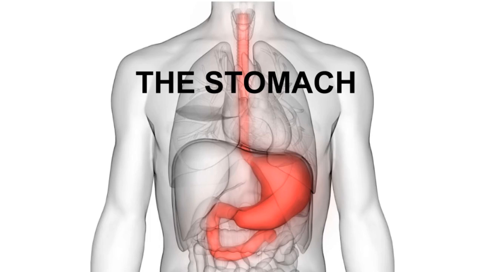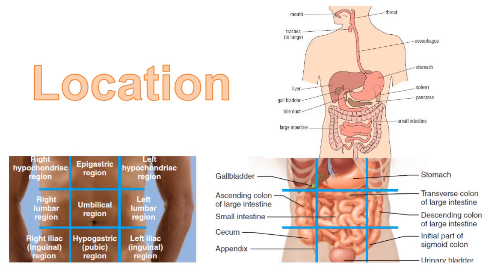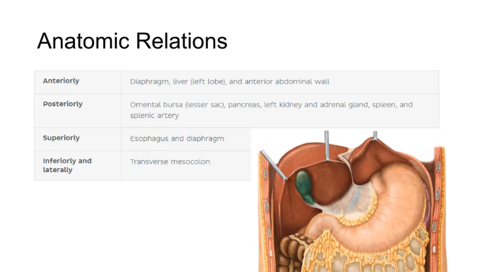In this video we will talk about the location, anatomy and the functions of the stomach. It occupies the left hypochondriac and epigastric regions. The stomach is situated in relation with the diaphragm and the liver anteriorly. Posteriorly it is in relation with the pancreas, left kidney, and spleen.